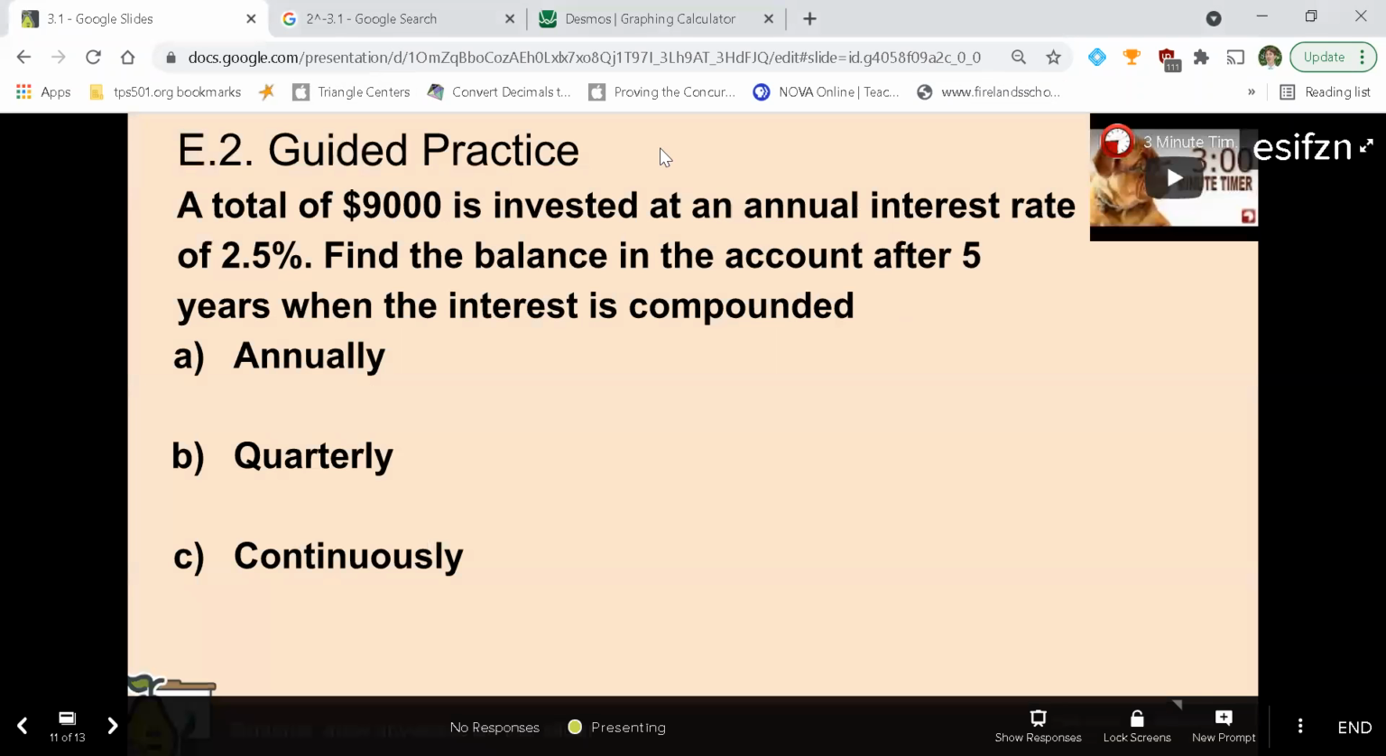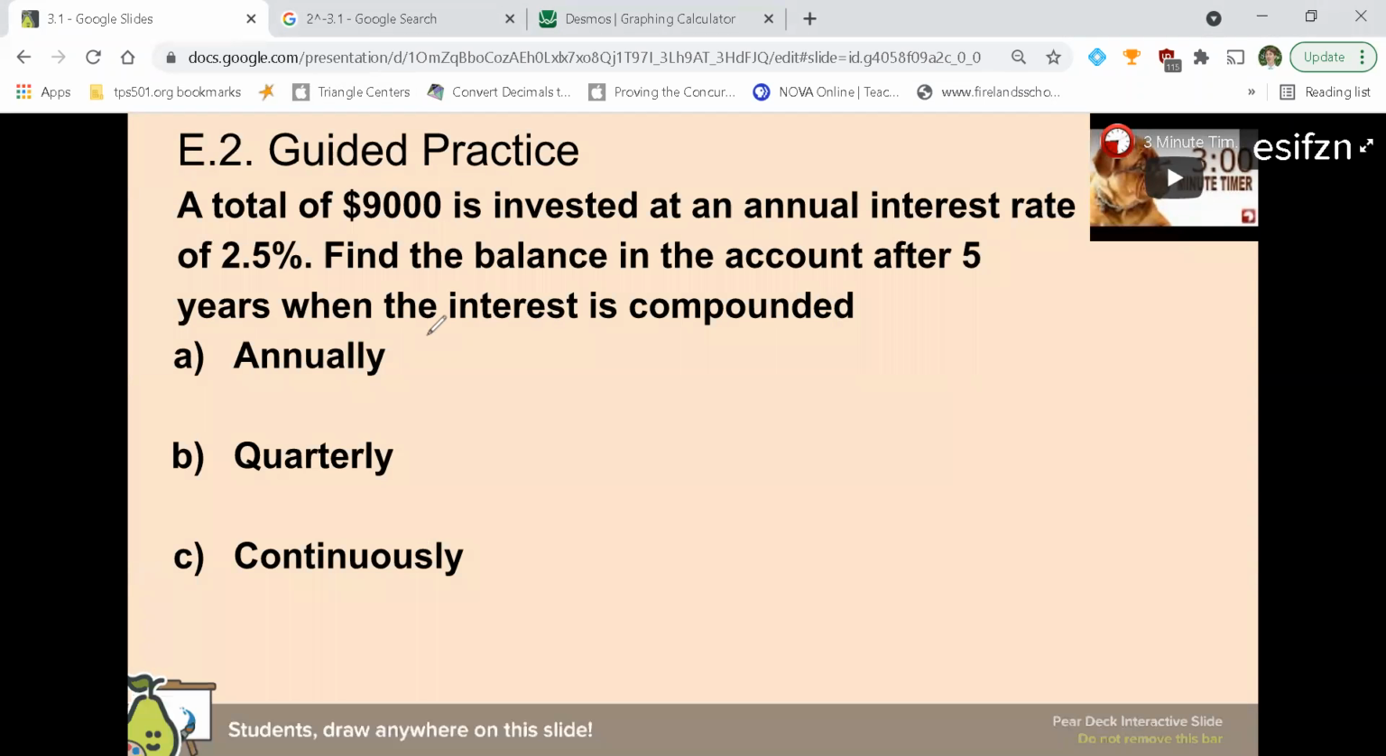That's right. All right, let's have you try it. So let's say you have $9,000. You want to invest it in an account that generates 2.5% interest a year. Tell me how much money you would have after 5 years if the interest is compounded annually, quarterly, or continuously. Tell me the answer for all three.